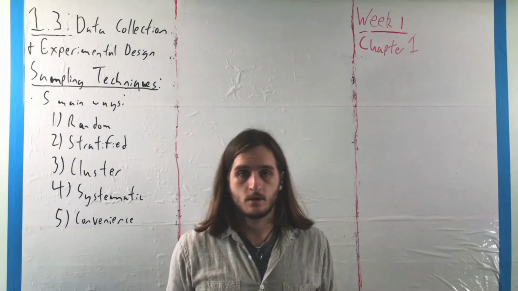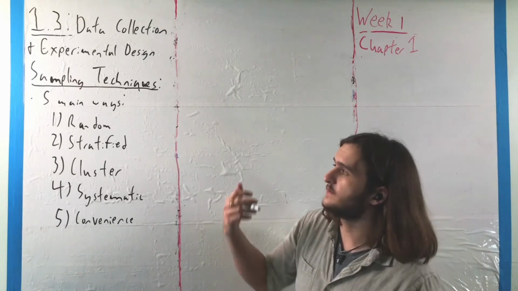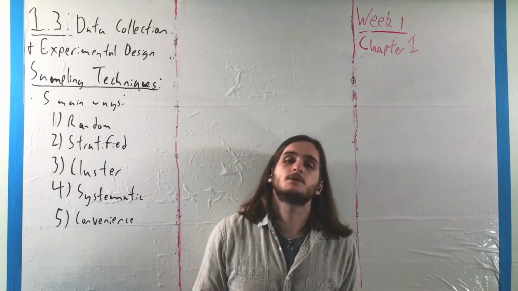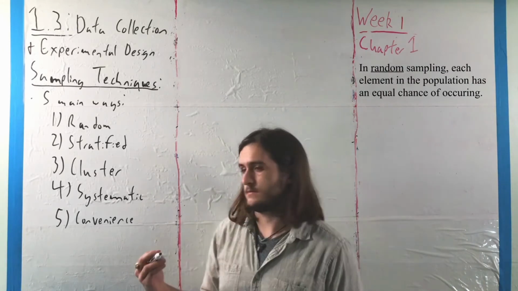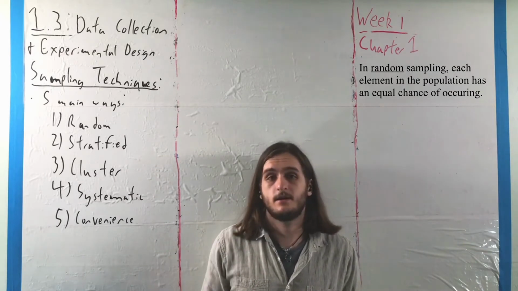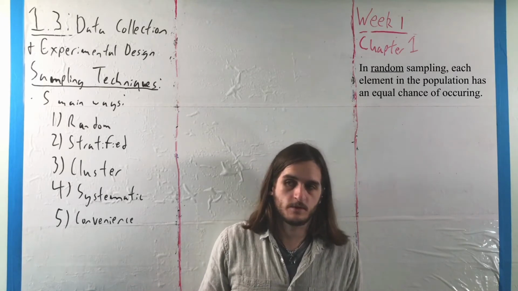So, with our goal of minimizing error in mind, we have 5 main sampling techniques. The first is called random sampling, and the name kind of tells you what we're doing. If you're trying to identify what type of sampling is being used, usually you'll see the word random in there.